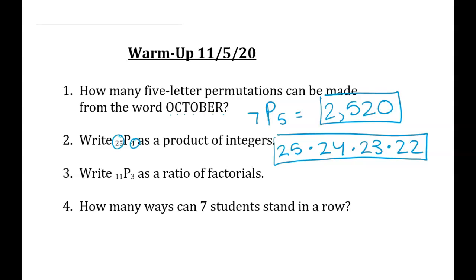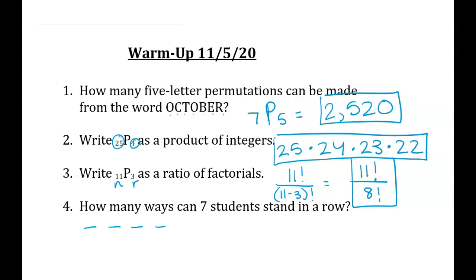11P3 is a ratio of factorials. Well, this will equal 11 factorial, because this is n and r, over n minus r factorial, which is 11 minus 3 factorial. So 11 factorial over 8 factorial. Again, don't need to go any further. There's our 2 factorials.